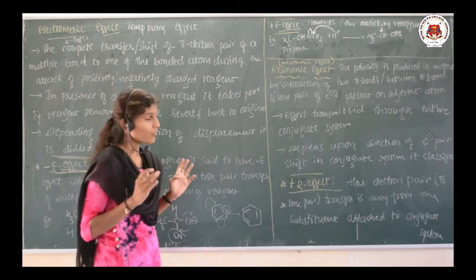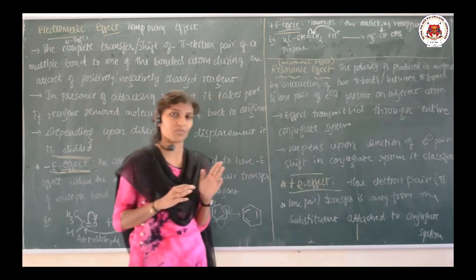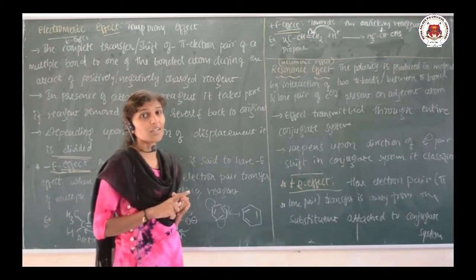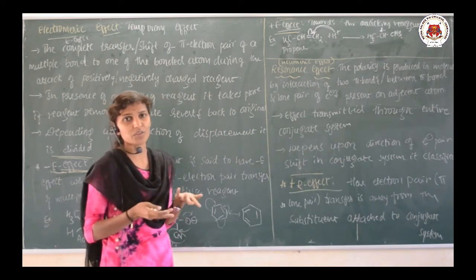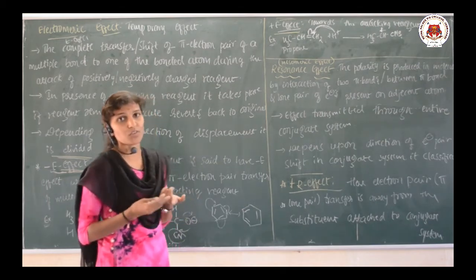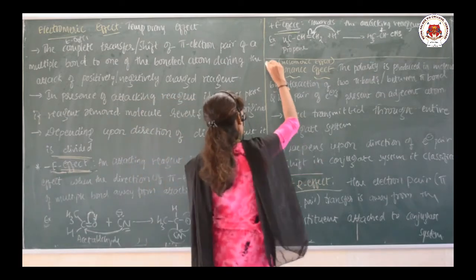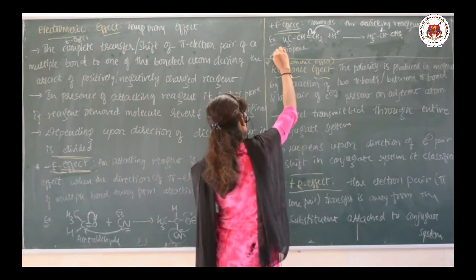Resonance effect. So look, resonance effect is also called mesomeric effect. In your examination, sometimes they will directly ask what is resonance effect. Sometimes they will also ask what is mesomeric effect. So it is shortly written as either R effect or M effect.